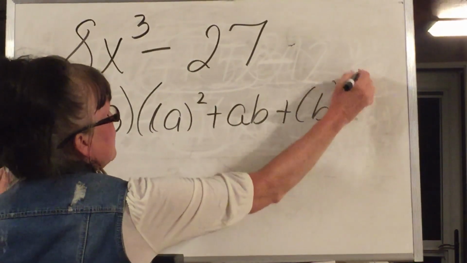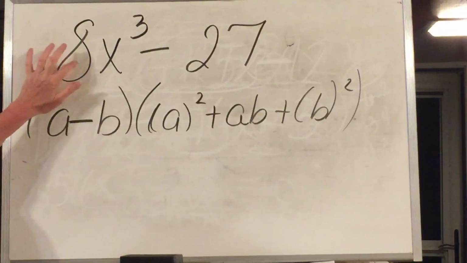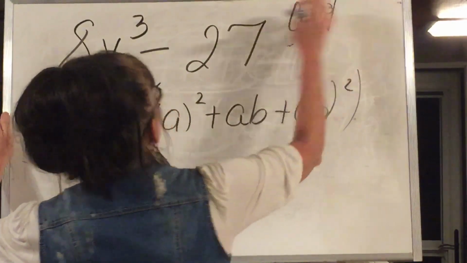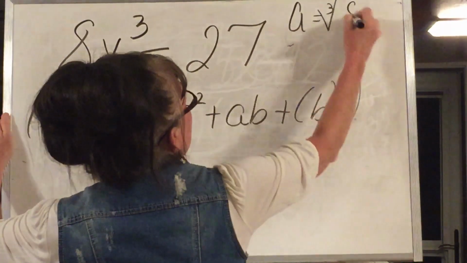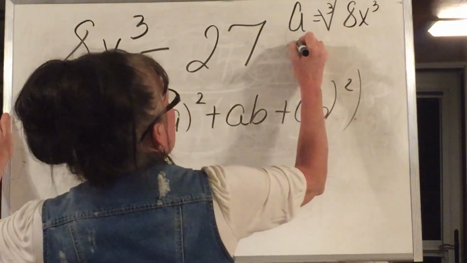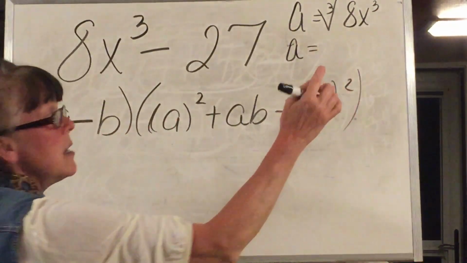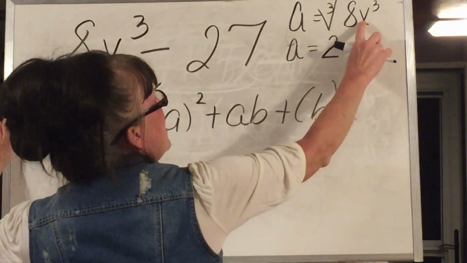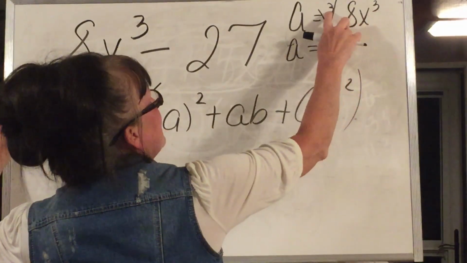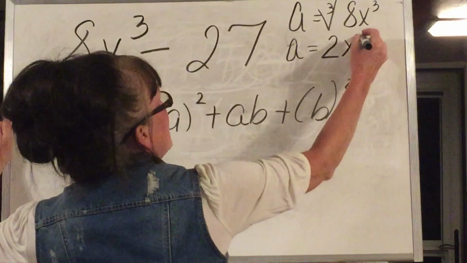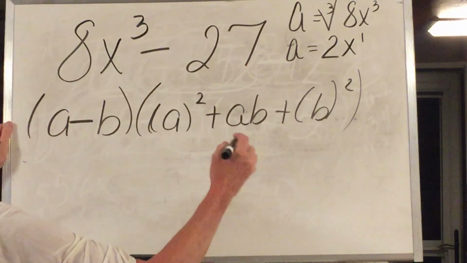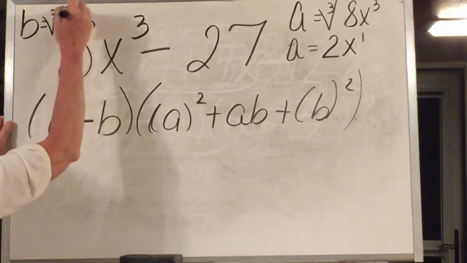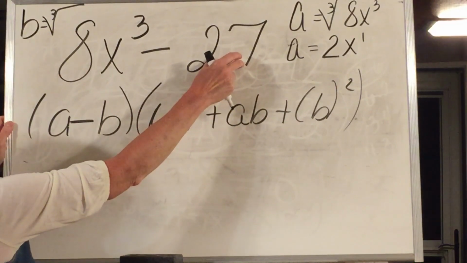So there's my formula. Now, how do you find A? Take the cube root of whatever comes first. 8x cubed. Well, you have to do them separately. The cube root of 8 is 2. And when you get to the variable, you divide these little numbers and you get x to the first power, or just x.